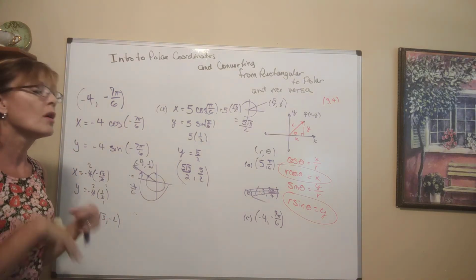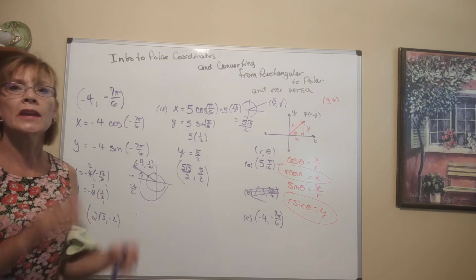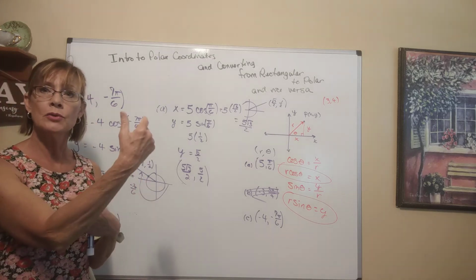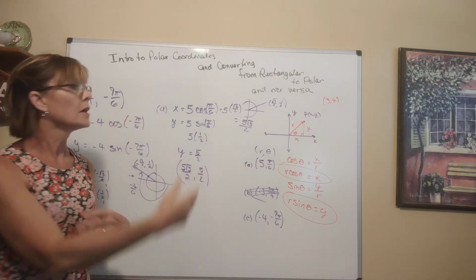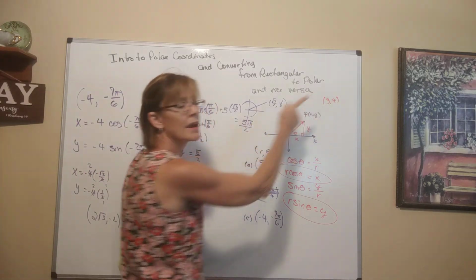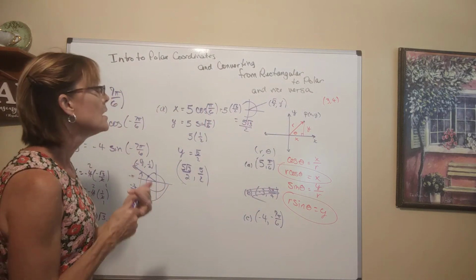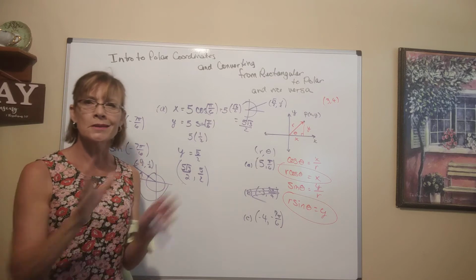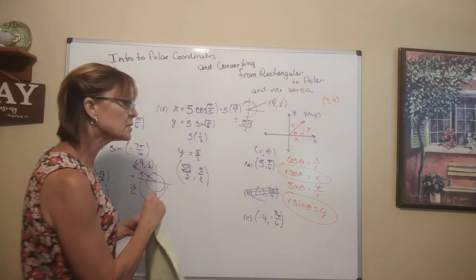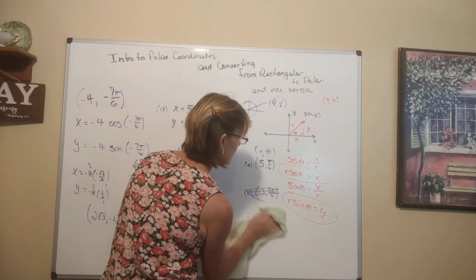Now, if we have to go backwards, if we're given x and y and we want to convert to polar, let's pick this point in space that I chose, 3, 4. Let's do that one, and then we'll do one that's not in quadrant 1. This is what we would do. I'm going to erase all this stuff now.